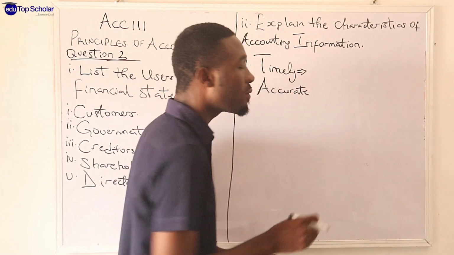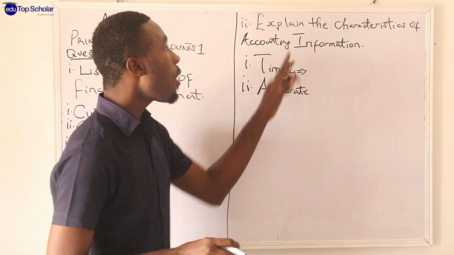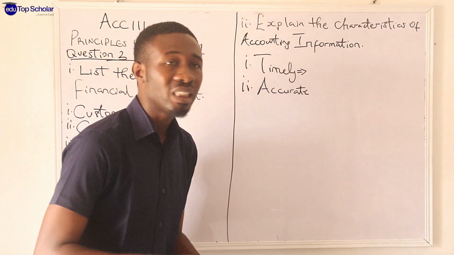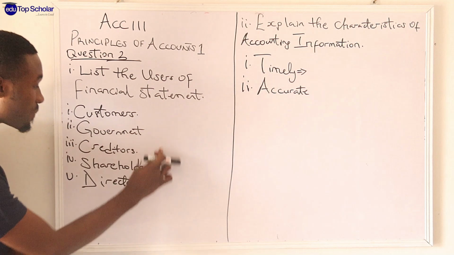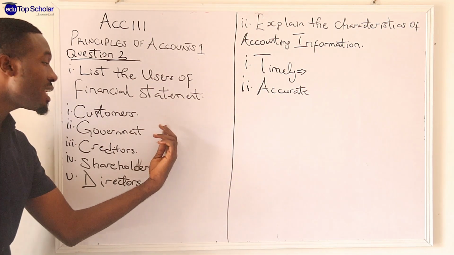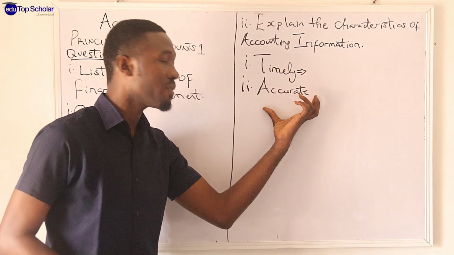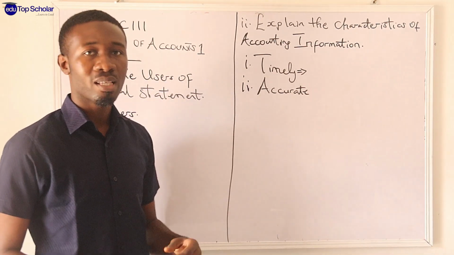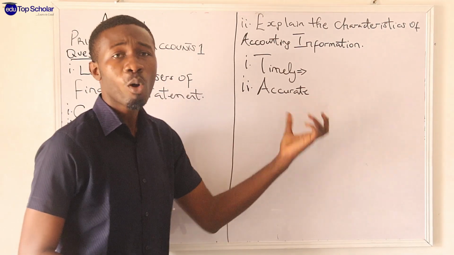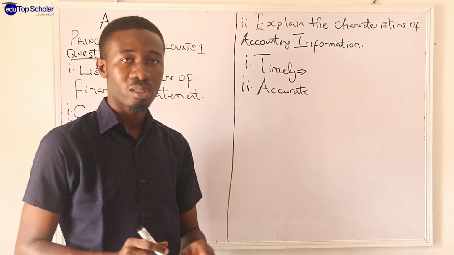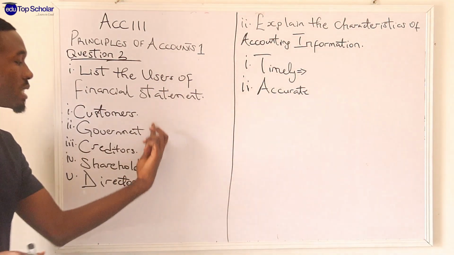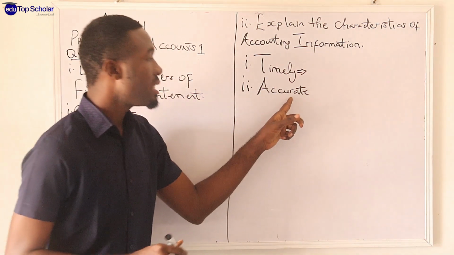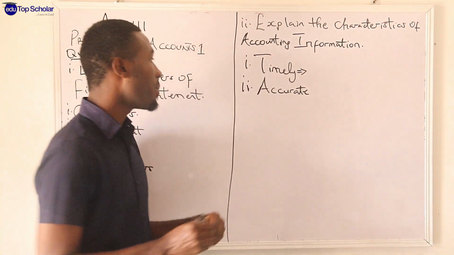Accuracy is one of the very important features of accounting information because they are used by different people. So if it is not accurate, it will give them a wrong perspective, a wrong perception about the business, about the entity. So it must be totally free of errors, because errors can mislead the users of that financial statement or accounting information.